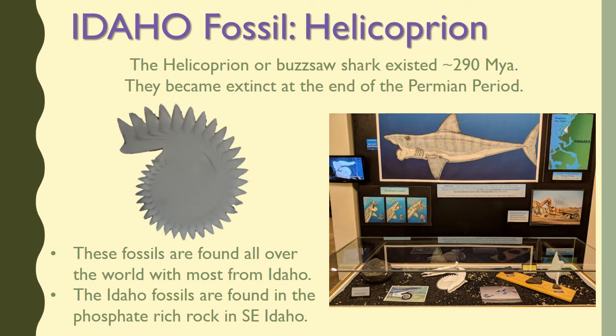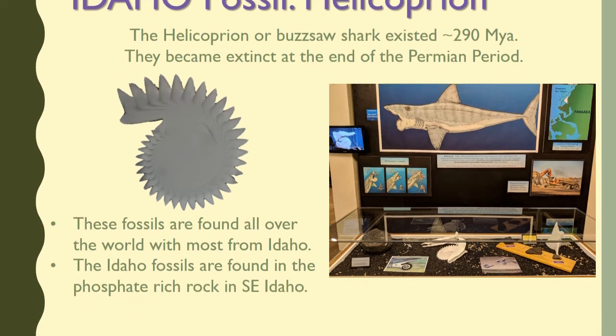Finally, here's a famous fossil that is found in Idaho. The Helicoprion or buzzsaw shark lived hundreds of millions of years ago and became extinct at the end of the Permian period. The toothed whorl fossils are found in phosphate-rich rock located in southeastern Idaho. To learn more, visit the Idaho Museum of Natural History in Pocatello or the Idaho Museum of Mining and Geology in Boise.